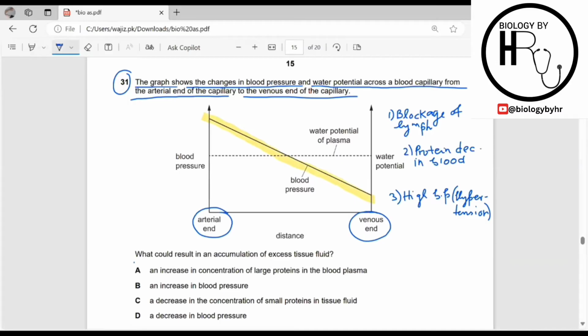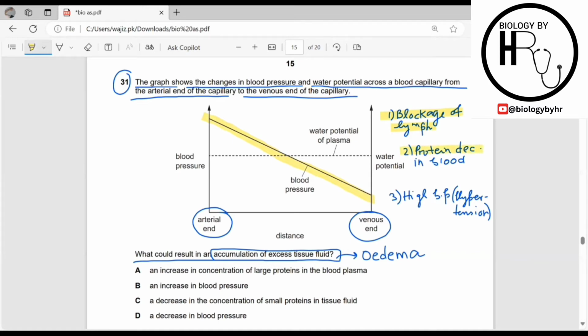Now they have asked what could result in the accumulation of excess tissue fluid. We know that the condition in which there is excess tissue fluid is known as oedema. We have studied the factors which cause oedema. What are the conditions that are causing it? It is the blockage of the lymph. We know that if the lymph vessels are blocked, then the excess tissue fluid will not be drained.